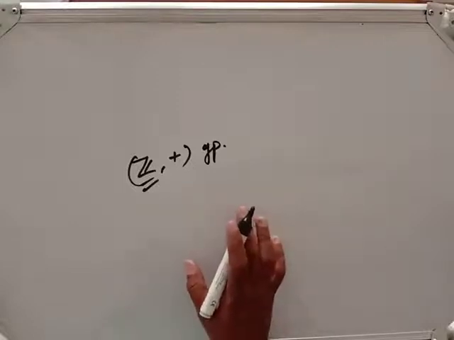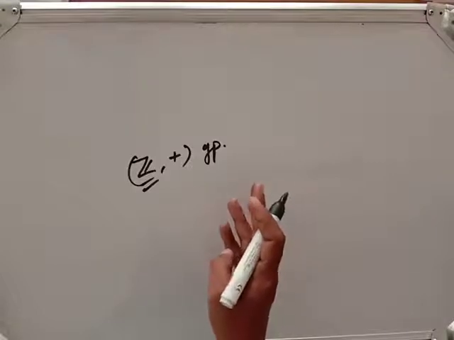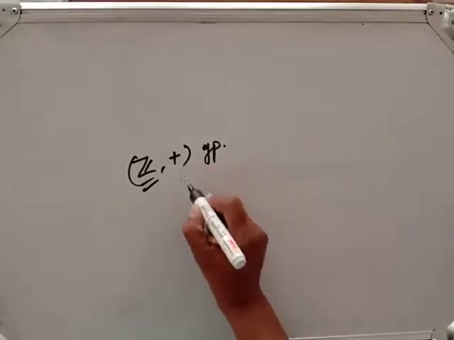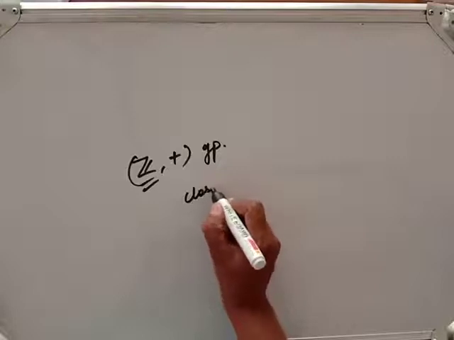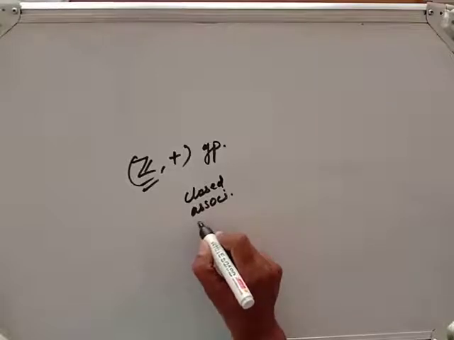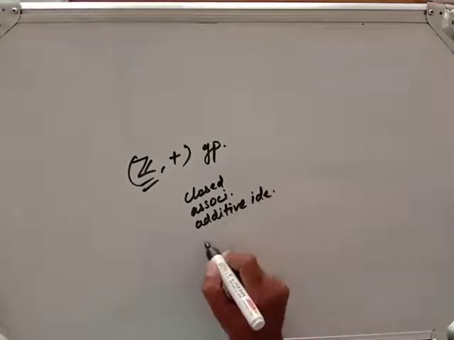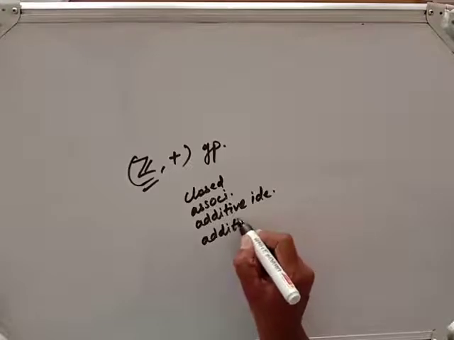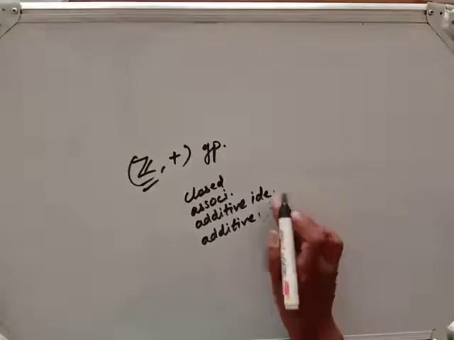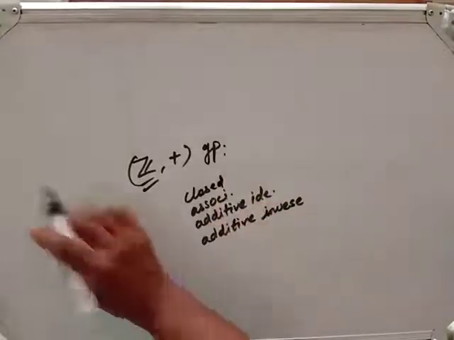You know the definition of a group. The operation should be closed. Second, it should be associative. Then there should exist an additive identity and an additive inverse. Sorry, it is commutative, so it is an abelian group. These properties hold in Z with addition, so it is a group.